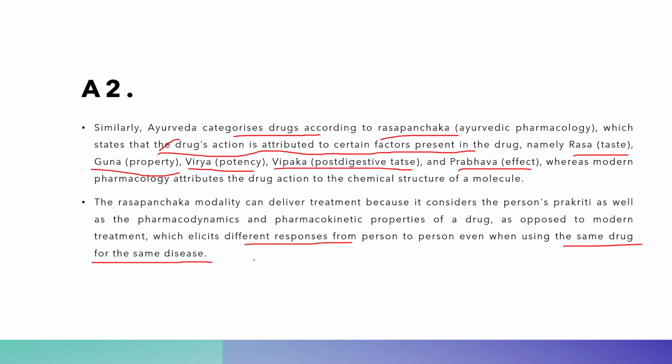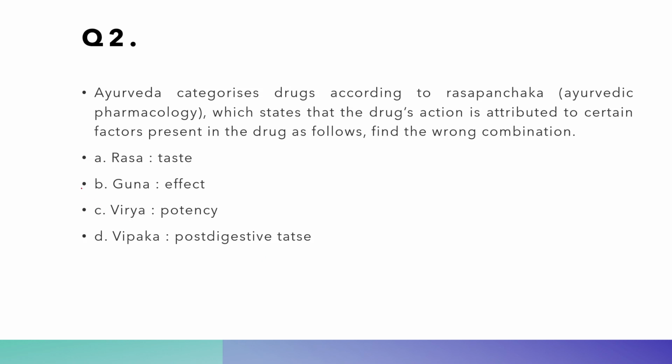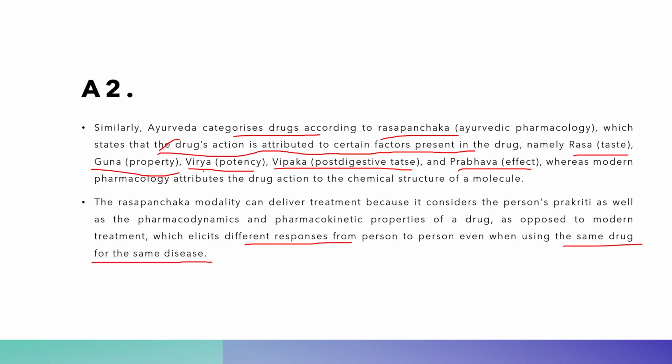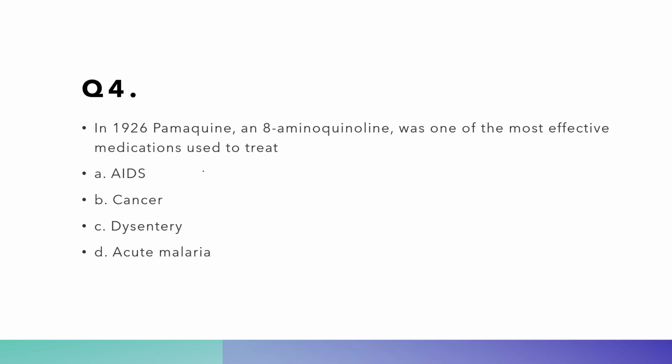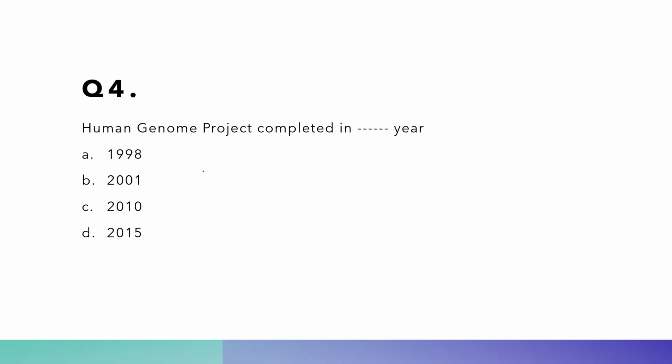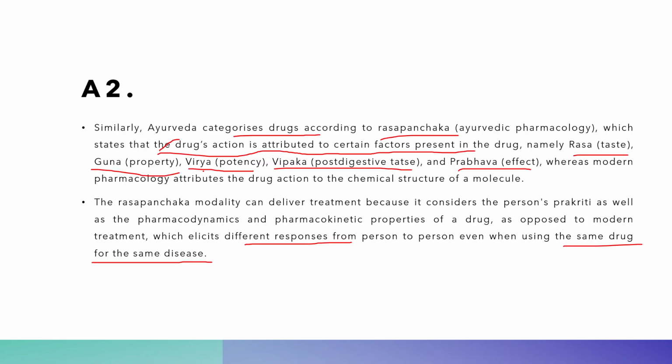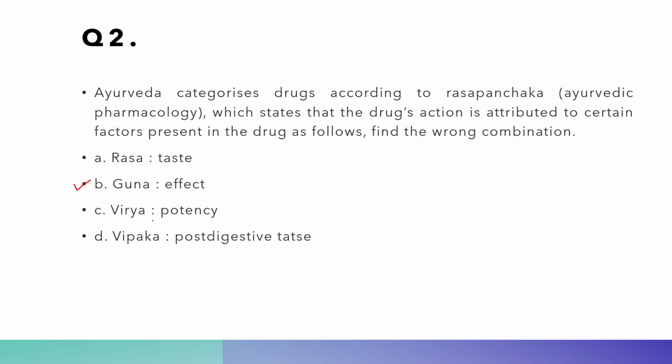Okay, so here is our answer. Rasa, taste. Guna means what? Your property. And virya means potency. Vipaka means post digestive taste.